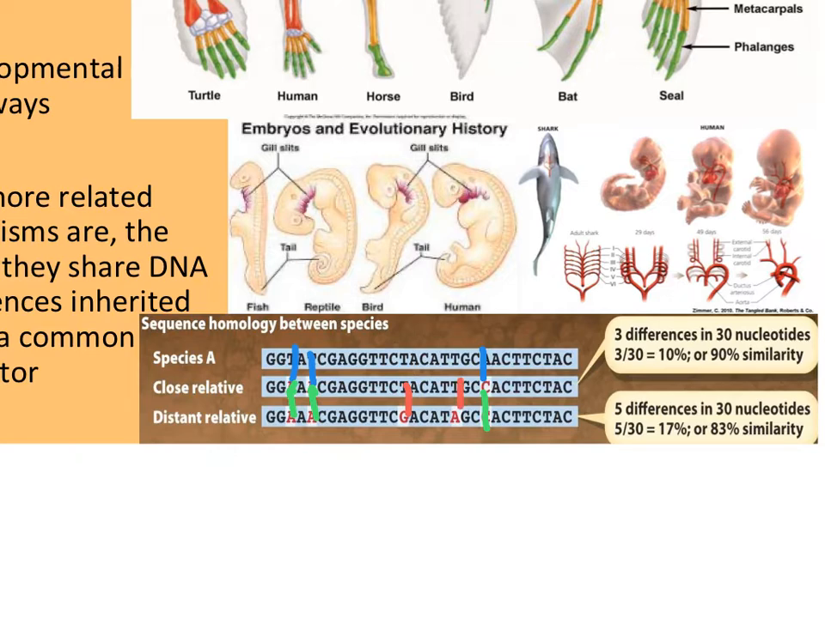So for the first relative, the close relative, there's 3 out of 30 nucleotides different. That's 3 out of 30, which is 10% different or 90% similarity. The distant relative is 5 out of 30 or 83% between distant and species A, and between the close relative and distant relative, there's 2 more out of 27, so you can figure that out. So actually close relative and distant relative are probably more closely related than either of them are to species A.